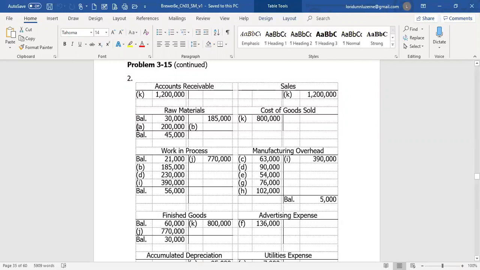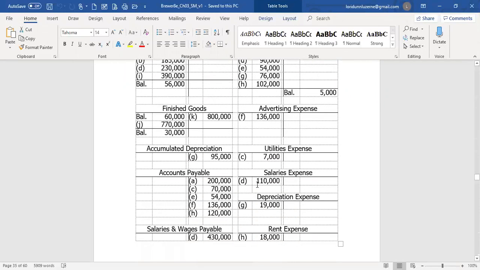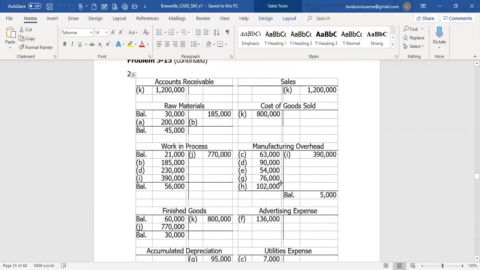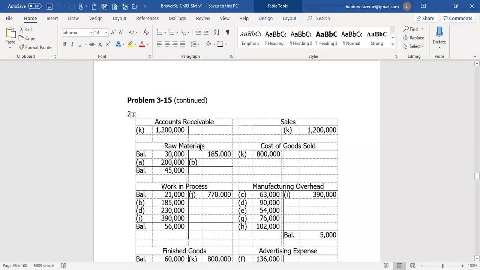And you can look at your journal entries. Journal entry A, we debited raw materials. I'm going to have to scroll down. And we credited accounts payable to say we owed that. But really our focus is here. Here's our first inventory account, raw materials.